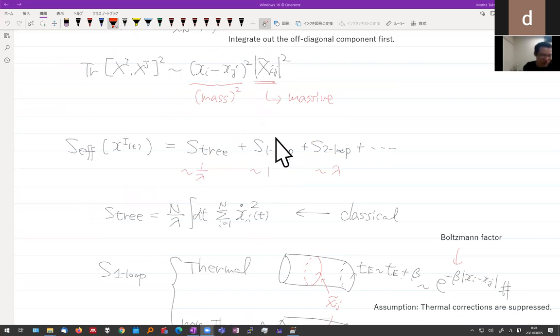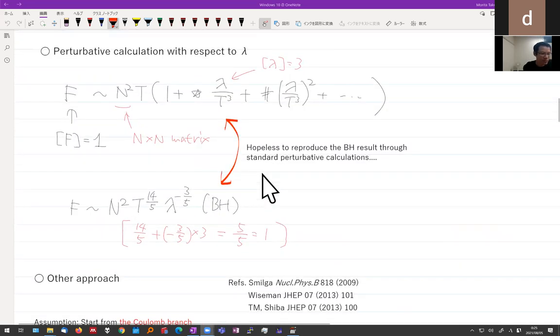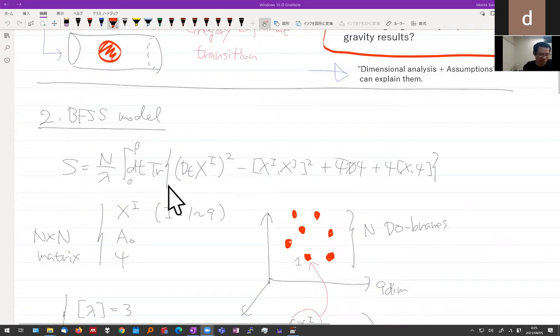So here one loop means one loop of this massive field, and two loop means the two loop for this, again, this massive field. And in all the calculation, we keep this X field as it is. Okay, so then we got the following result. For the tree part, this is a sort of classical part. We obtain this part. This is nothing but the kinetic term of this term.